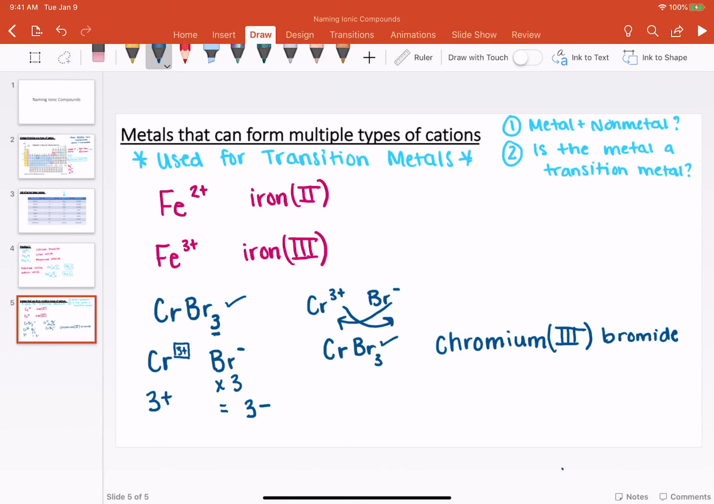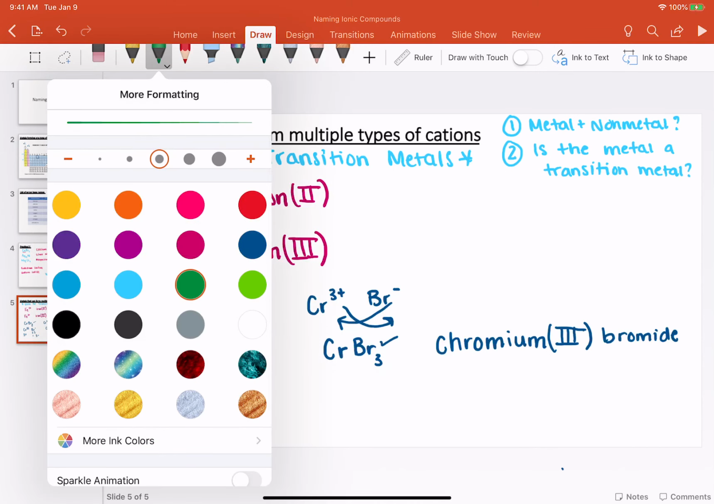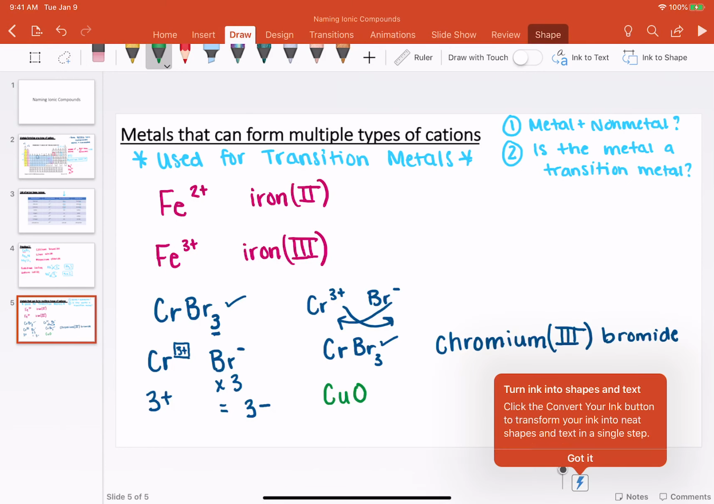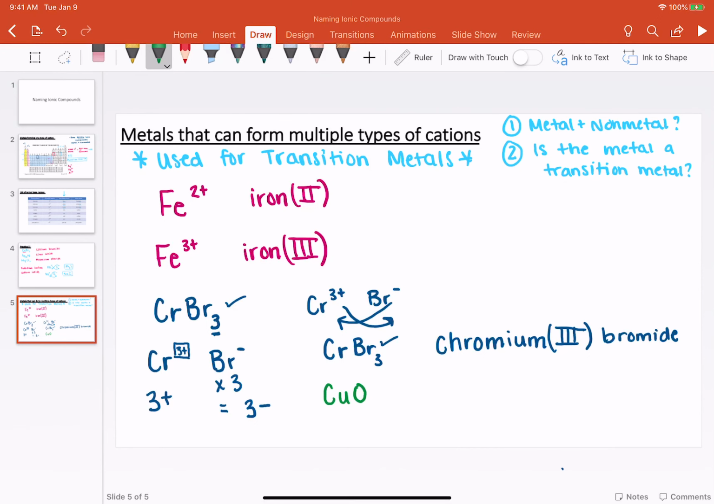So let's do one more practice. Let's say you have CuO. Cu is copper, O is oxygen. We know that O is in group 6. It's going to form O2-. So we're going to have some charge on our copper, and we have an O2-.